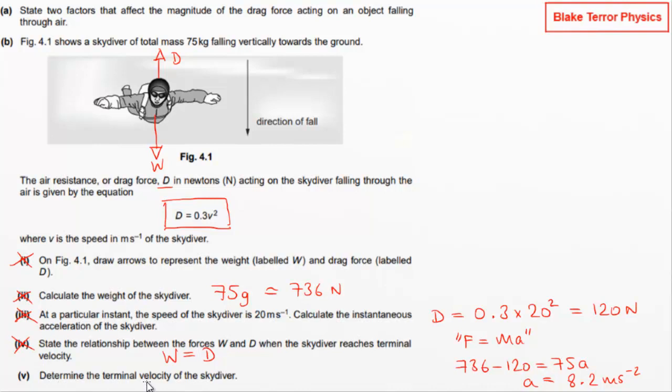Determine the terminal velocity of the skydiver, right? So this means that we need D to be equal to 736, the weight, and that is 0.3 v squared. So we're just dividing by 0.3 and then taking the square root, which gives us that v is 49.5 meters per second. Yeah, we might want to round it to 50, but there you go. So straightforward enough going through all of those.